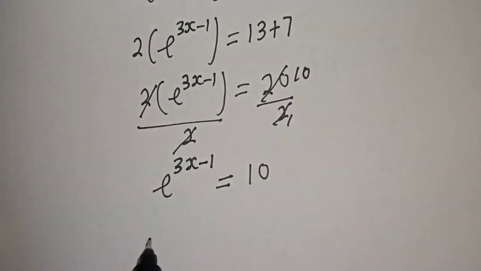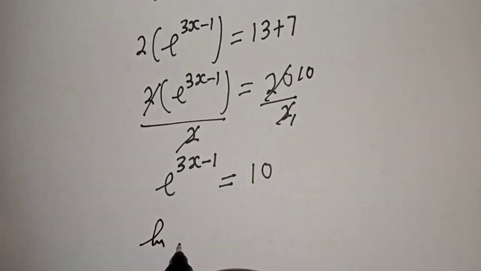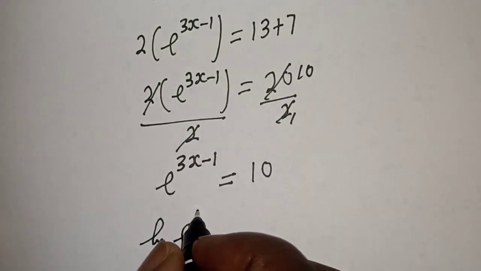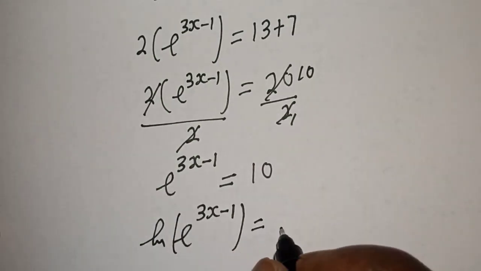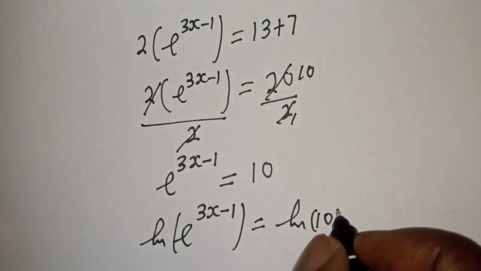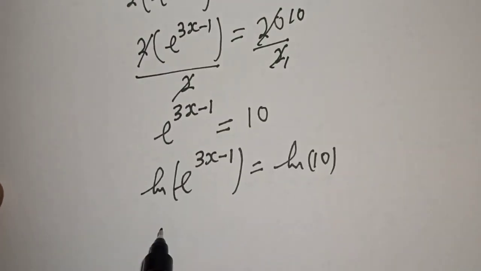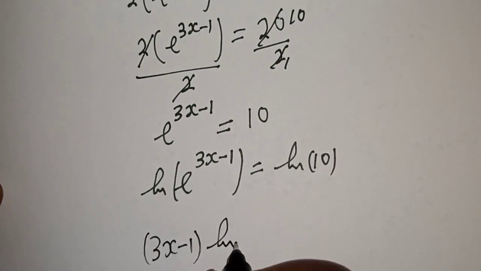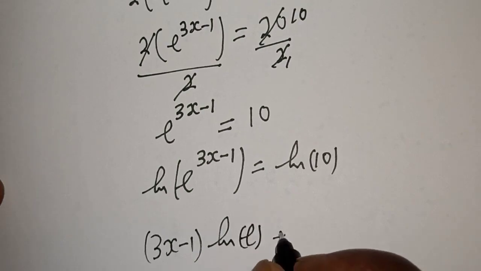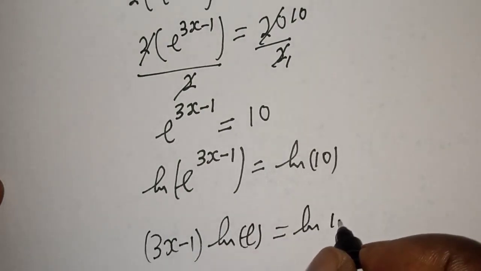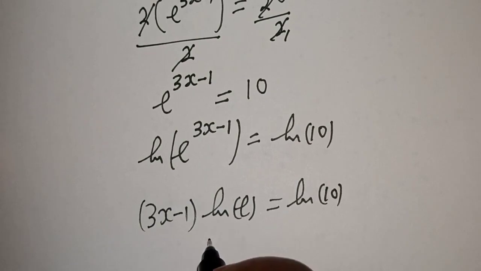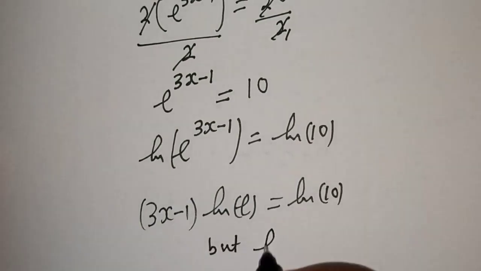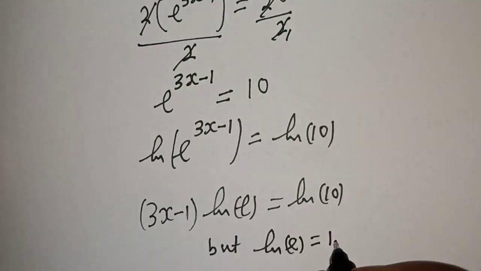Let's take the natural log of both sides from here. Natural log of e raised to power 3x minus 1 is equal to natural log of 10. Then 3x minus 1 times natural log of e is equal to natural log of 10. But natural log of e is equal to 1.